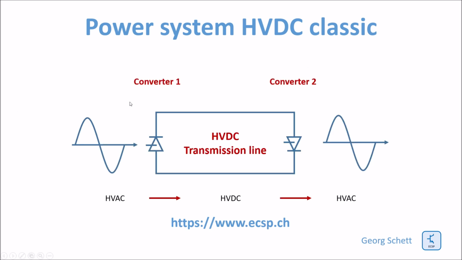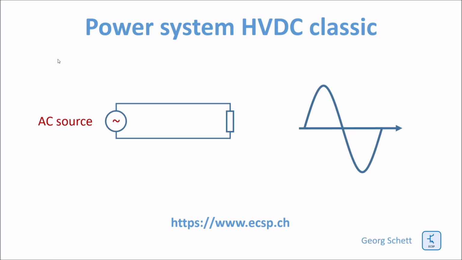On one end of the line you have AC, then you have a converter converting AC to DC, and at the end of the line you have a second converter converting back DC to AC. To the basic working principle of a converter: this is a normal AC circuit without converters, so you have the AC source, and you have the AC load. This is now the simplest form of a converter, or better rectifier.